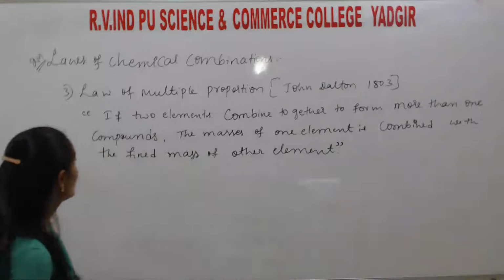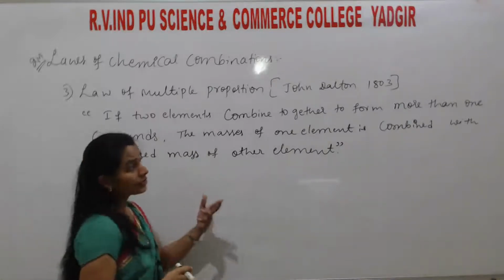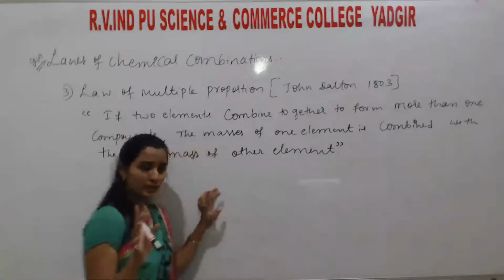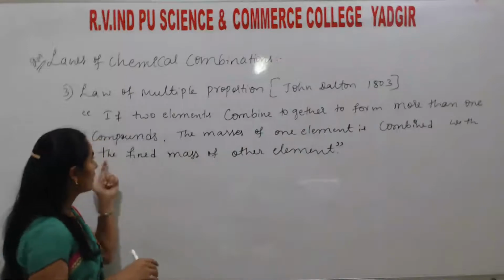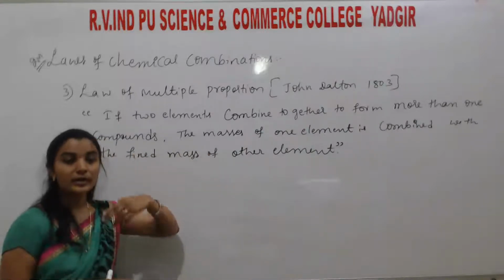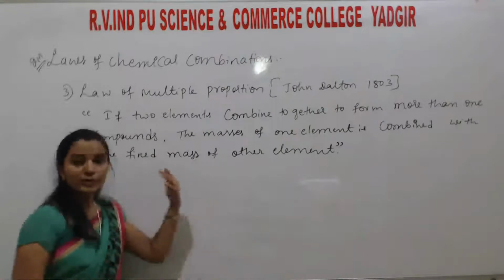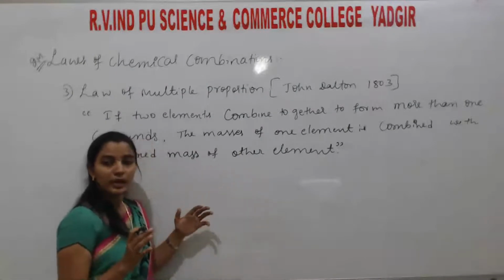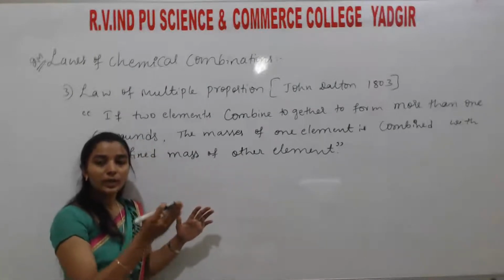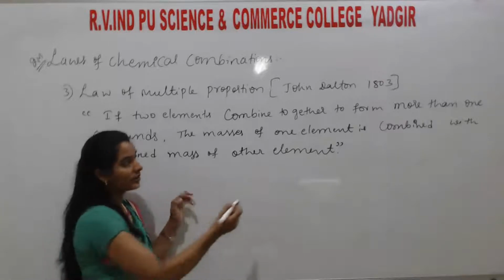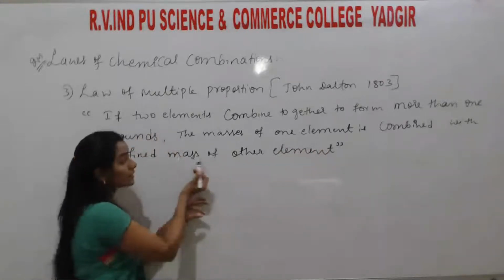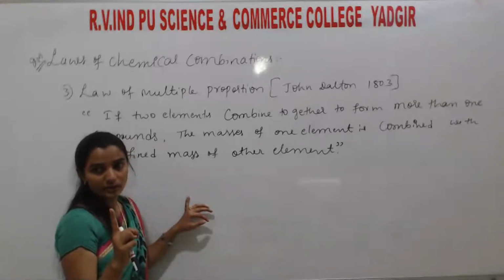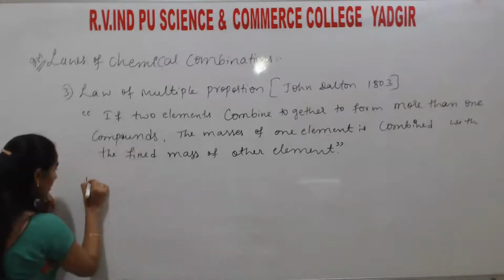What is it, students? If two elements combine together to form more than one compound, then the masses of one element combine with a fixed mass of the other element. That means if two elements A and B are there, element A is kept constant and element B combines with A in a different proportion. That means among two elements, any one element has a fixed mass. Understand?